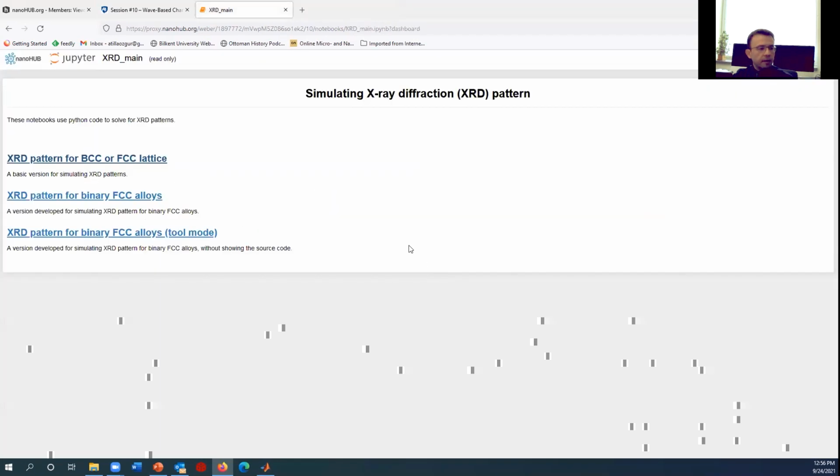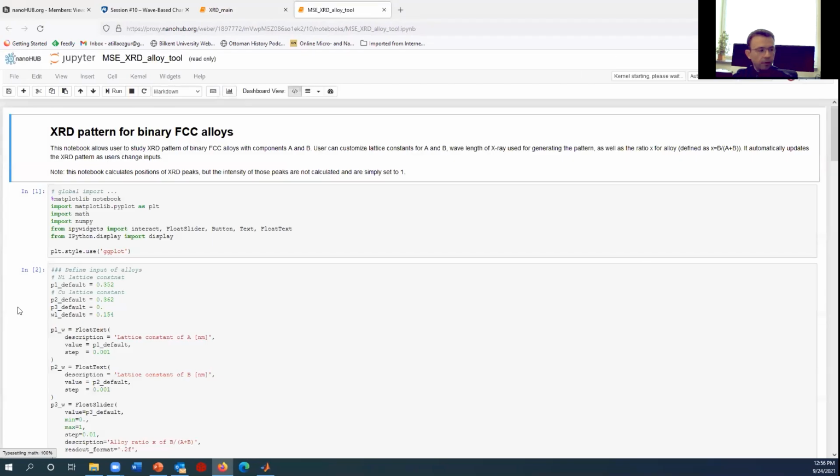Now going back, there's one other thing that I enjoy doing with the students. They can look into an alloy.